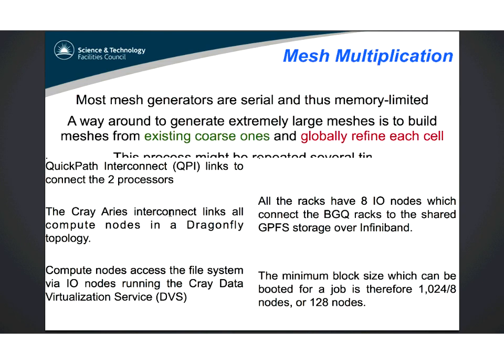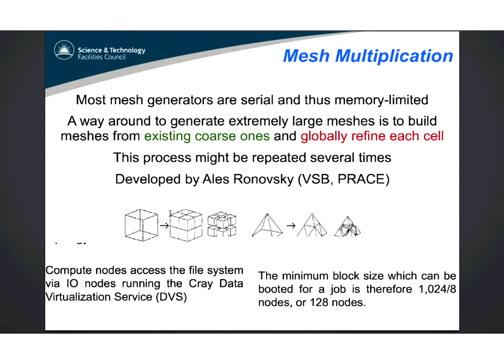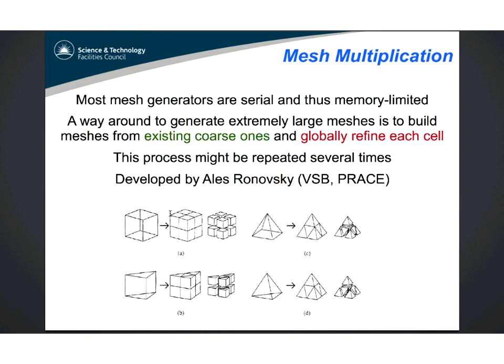So here's the multiplication I've been talking about. The idea behind using that tool is that most mesh generators are serial and therefore very much memory limited and bandwidth limited. If you look at the drawing behind, you can see the type of cells that can be handled. So you've got hexahedra, pyramids, prisms, or tetrahedral cells, all of them being handled in an unstructured manner. All those cells are split in the same way.